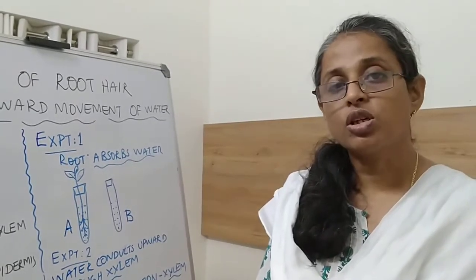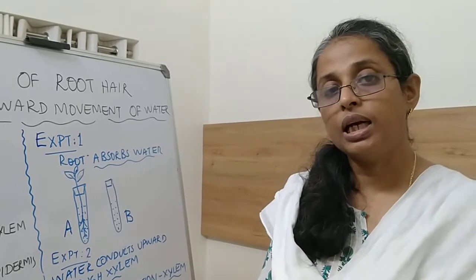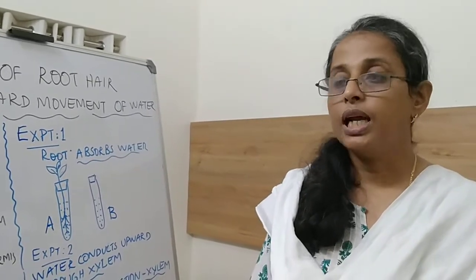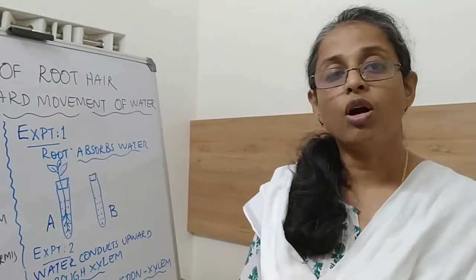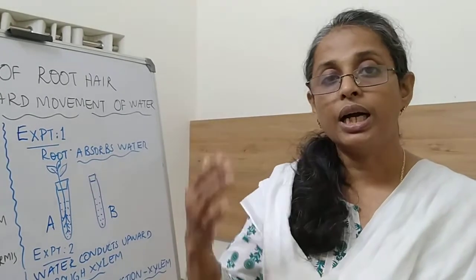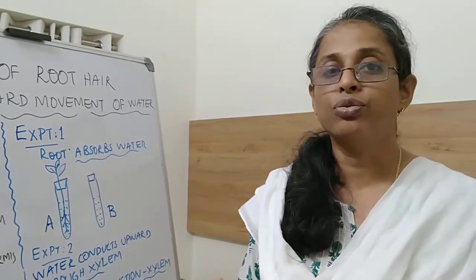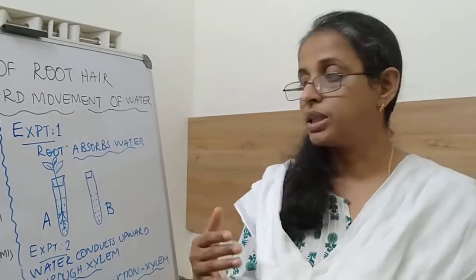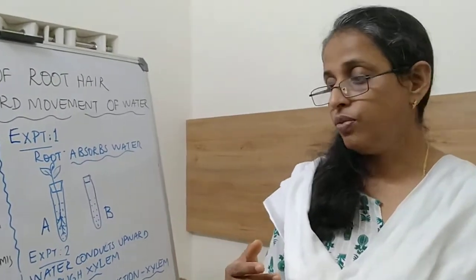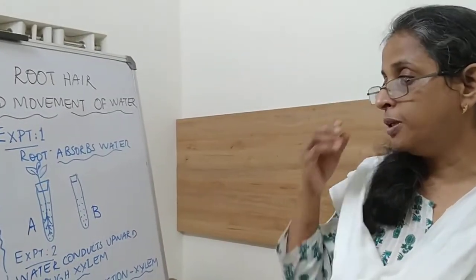tissue, or other vascular tissue, or you can say other conductive element. Xylem and phloem. So phloem is involved in the downward conduction of the prepared food, glucose. Downward conduction, that's the function of phloem. You have learned it in the lower class.